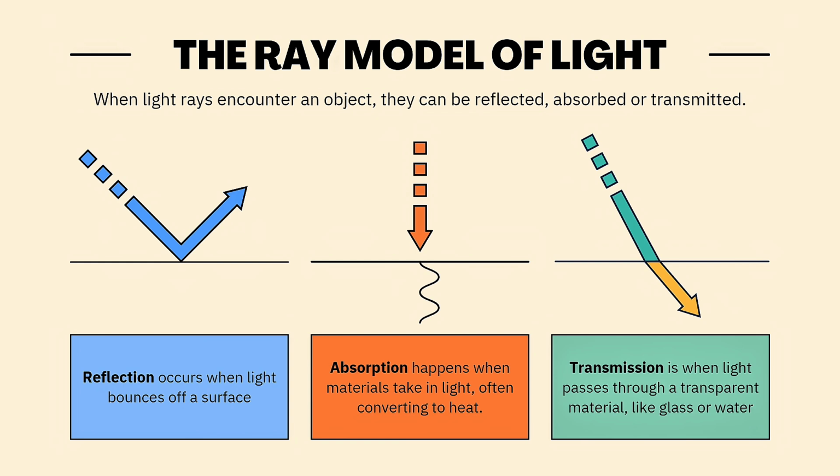First, reflection. Reflection occurs when light bounces off a surface. Mirrors are the best example of reflection. When light falls on a mirror, it bounces back. This reflected light enters our eyes and allows us to see images.